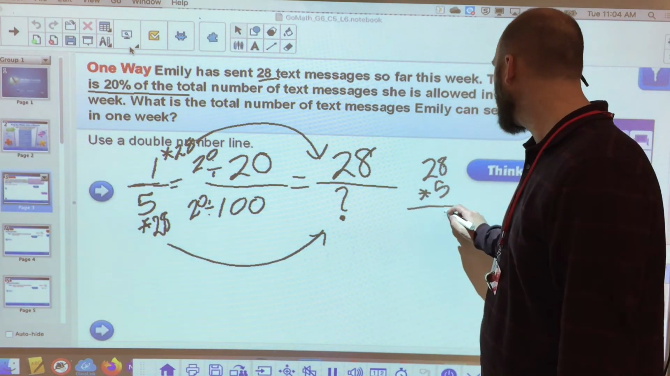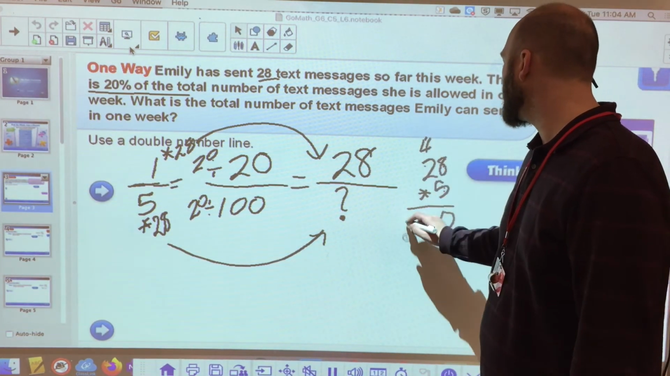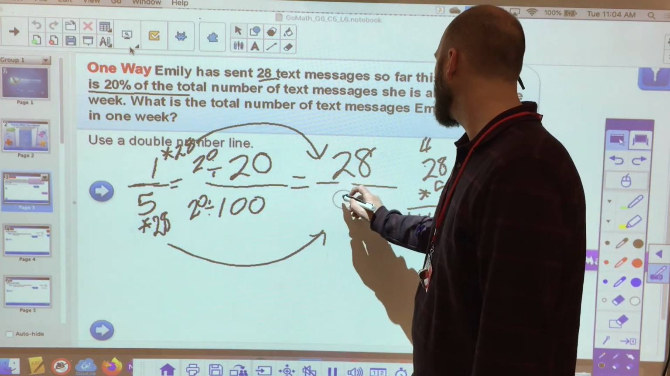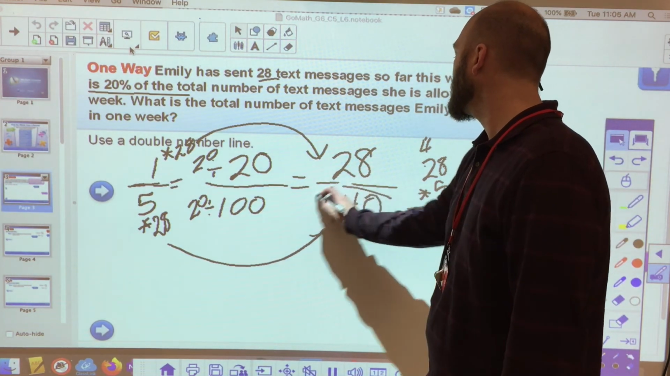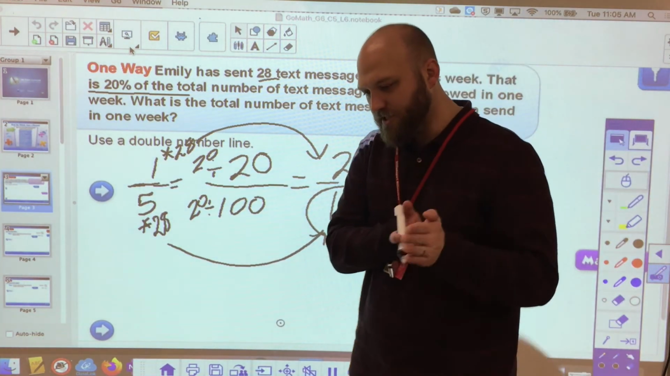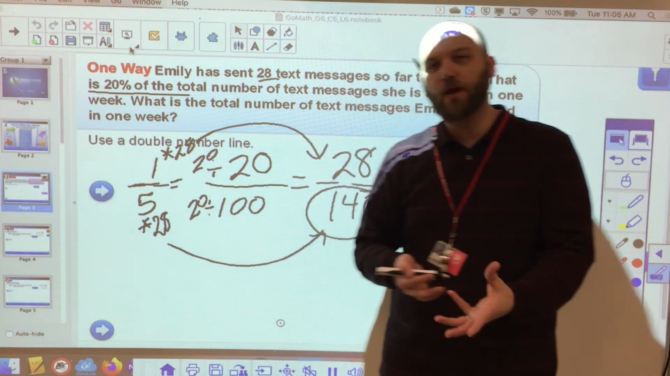5 times 8 is 40. 5 times 2 is 10, plus 4 is 14. And I end up with 140 as my answer.